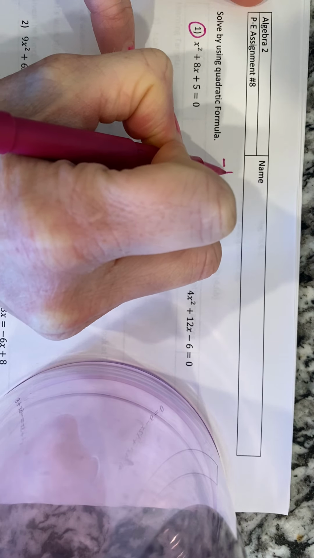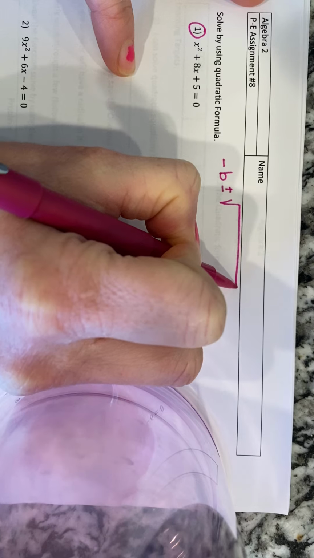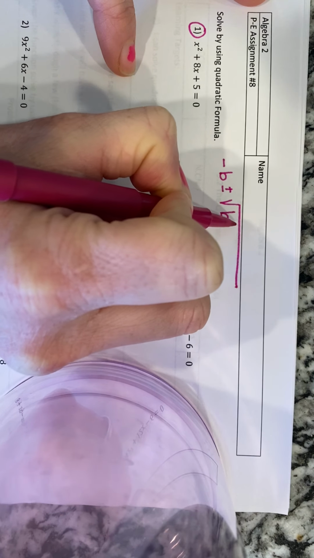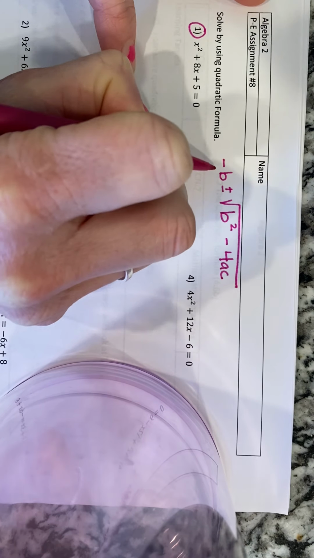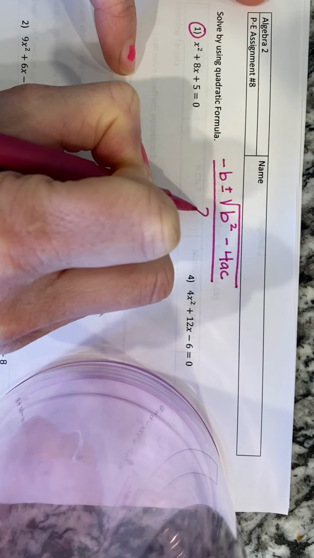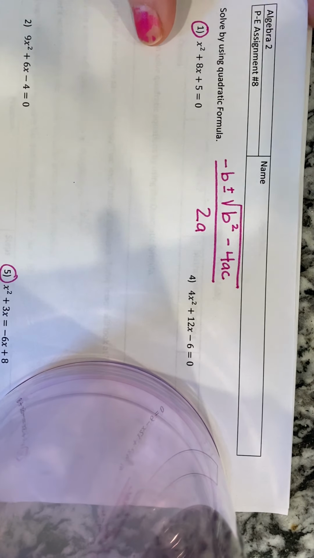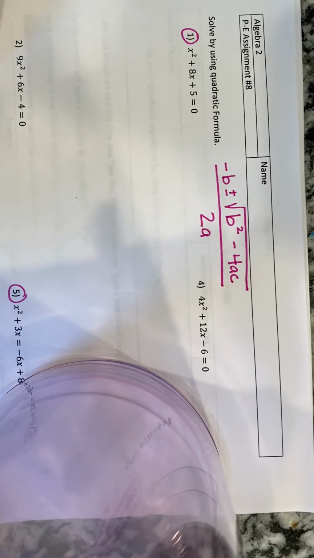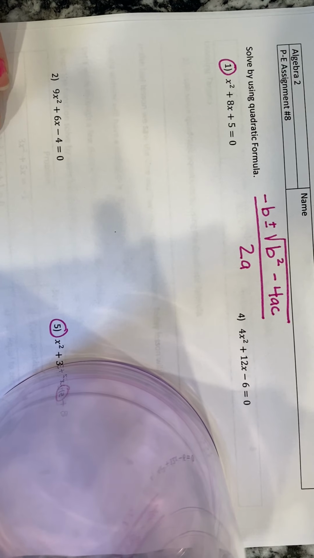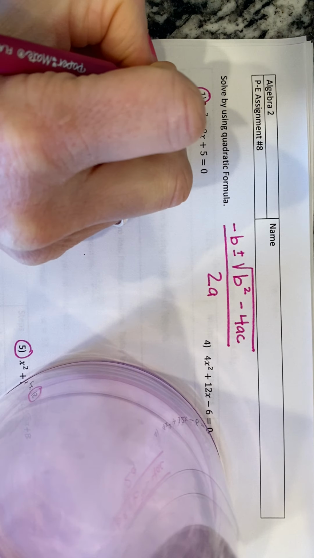It is negative b plus or minus the square root of b squared minus 4ac all over 2a. Okay, so your answers are going to stay in a very similar structure to what you see right there on the page. So let's go ahead. I'm going to walk you through about 3 of them and we will go from there. So the first one is already set up for you.